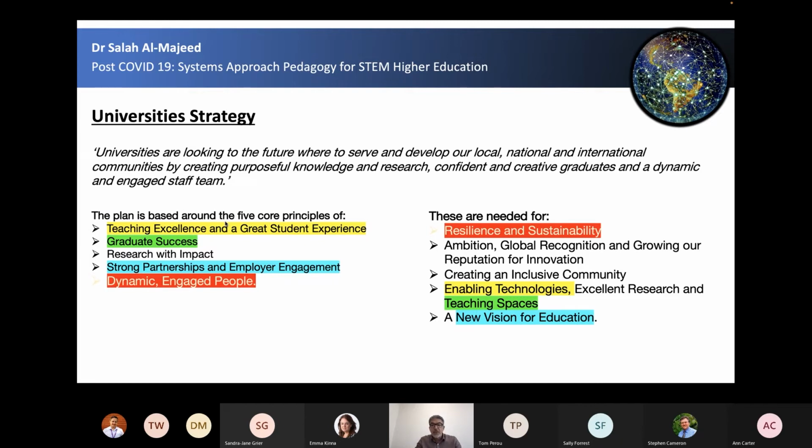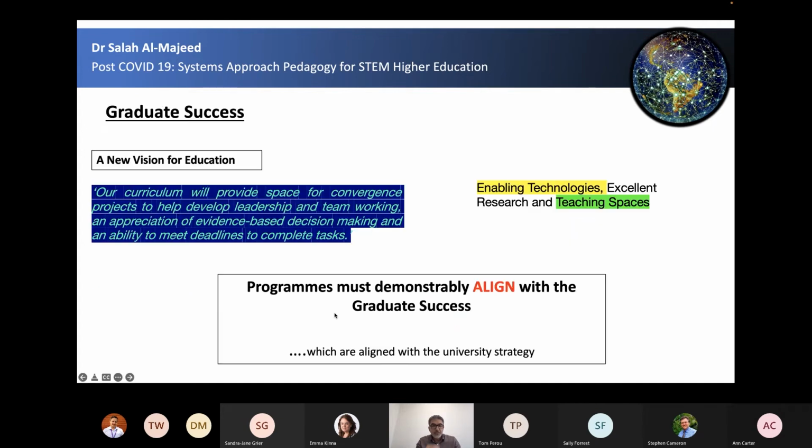The one I would like to share with you and focus with you on is a new vision for education. And that's how that links to the graduate success. And of course, the core of that is the curriculum and the space around the curriculum, the conversion into projects to help develop leadership and team working and all of these keywords. But that will never happen without enabling technology and of course the correlation with the teaching space.